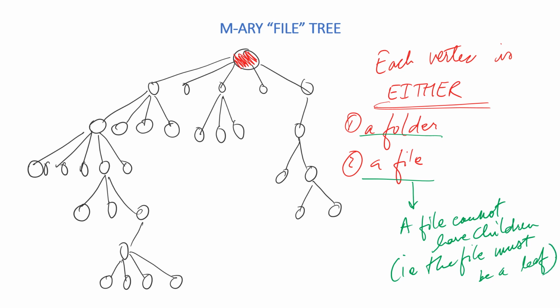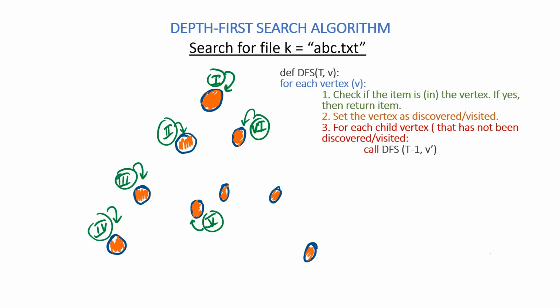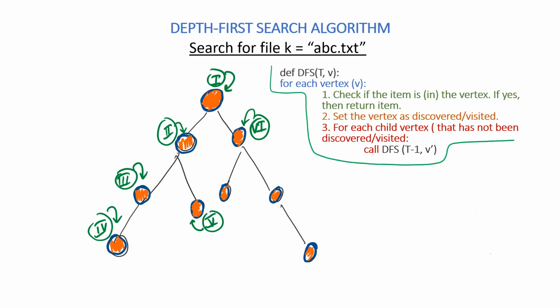So this is the generic version of the file structure or folder structure that we have. Just to go over the depth first search algorithm here, this is the pseudocode in words. I'll go through it and I'll use colors as appropriate.